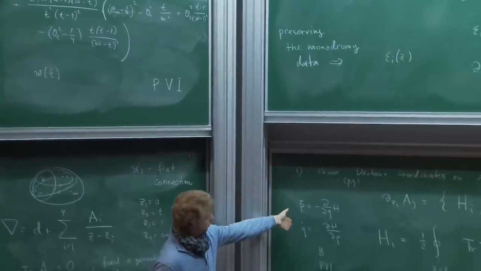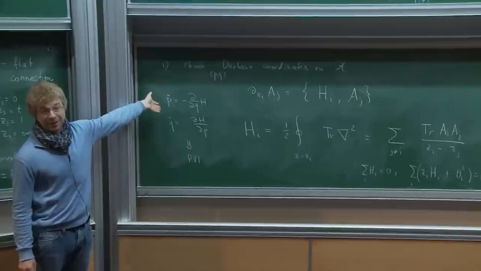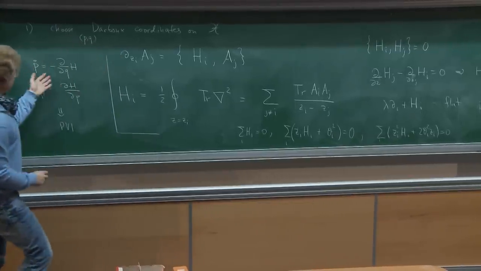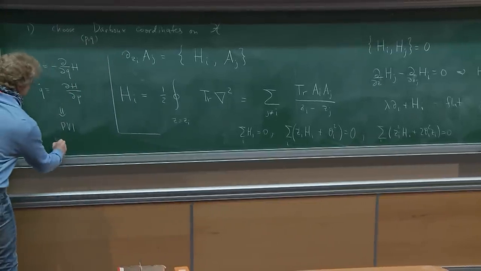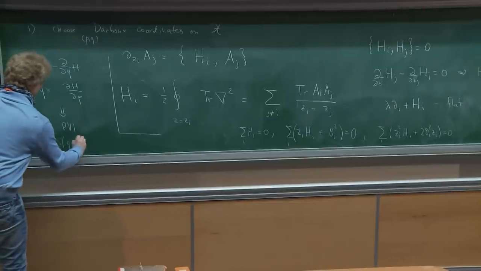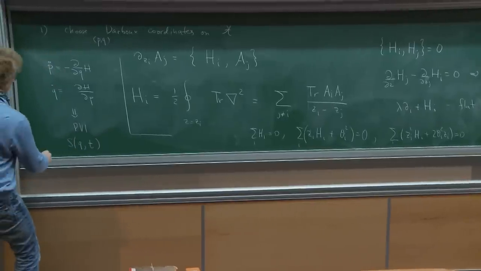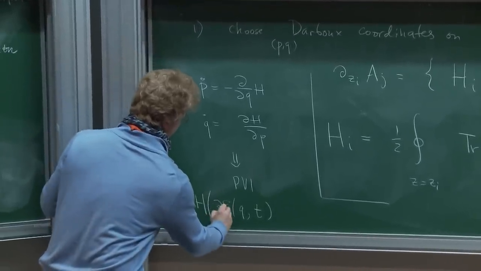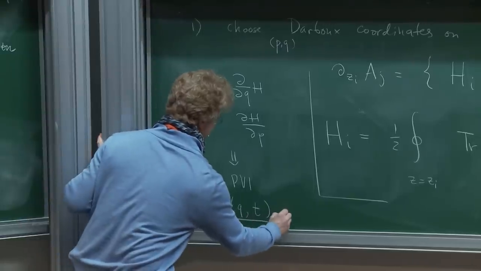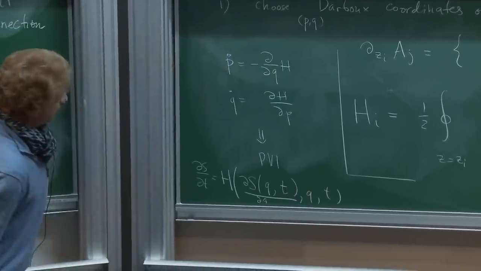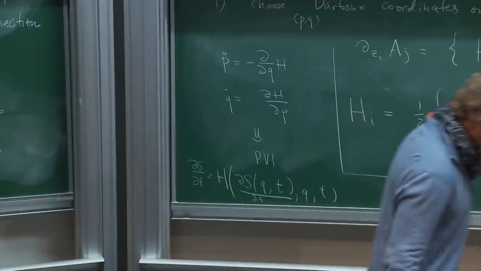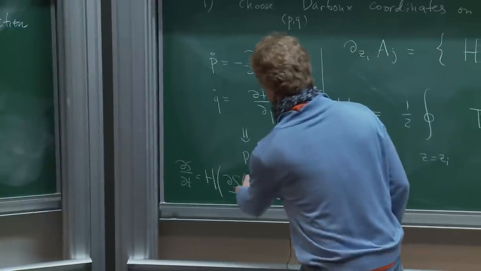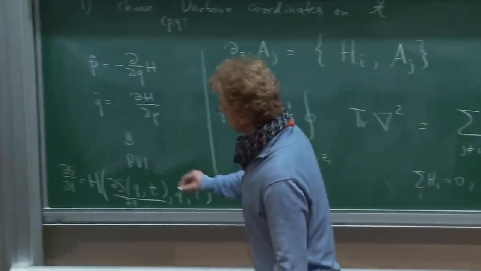On the other hand, you may choose the Hamilton-Jacobi formalism, and then you will describe your classical mechanical system by a generating function, which will be a function of q and time. And instead, the equation will have the form dS/dt equals h of dS/dq, q, and t. And so that's the form of the equation in which the tau function appears. So this S is the tau function.